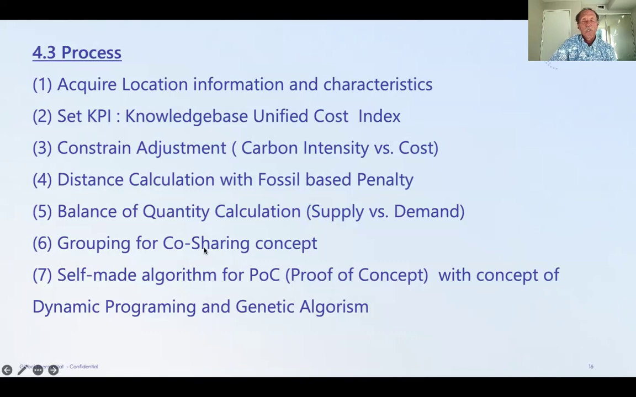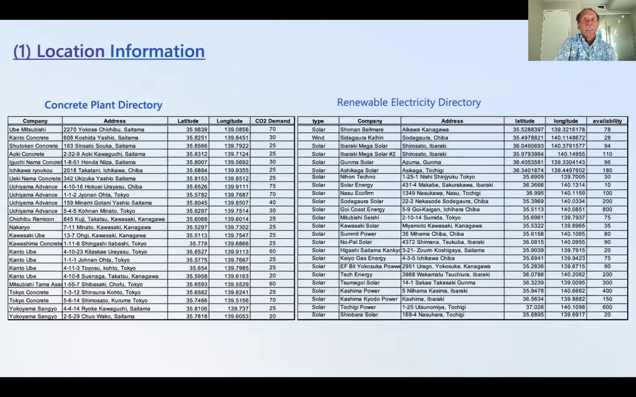And also, as I explained at the previous slide, the cost sharing concept will become reality. I combined all of 1 to 6 together within the concept of dynamic programming and a genetic algorithm for the optimization. And I created a self-made algorithm for this proof of concept. And the input data is just like this.